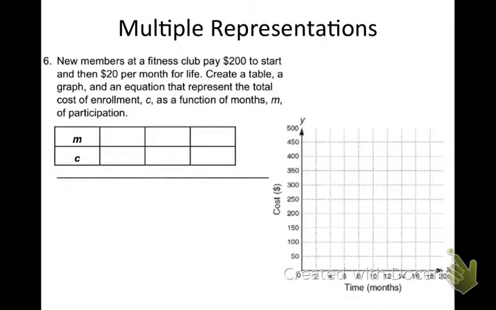All right, this one here. Number 6. New members at a fitness club paid $200 to start and then $20 per month for life. Create a table, a graph, and an equation that represent the total cost of enrollment C as a function of months M. So we have to kind of create a table here. Well, let's think about this in real life here. If I join the fitness club for 1 month, what's my cost going to be for that 1 month?